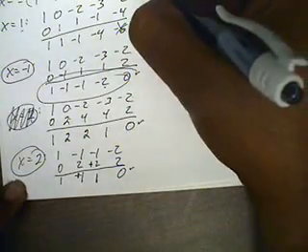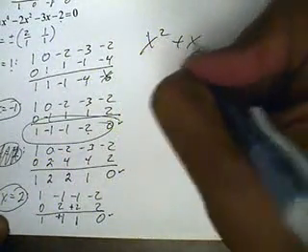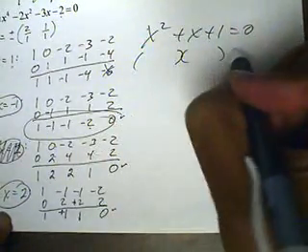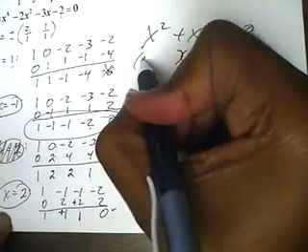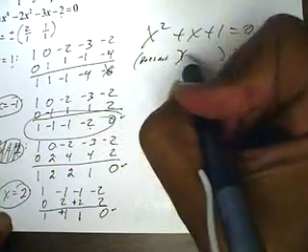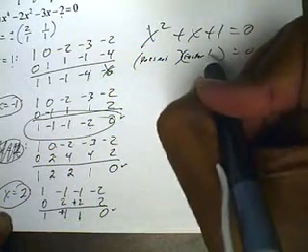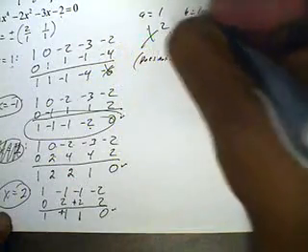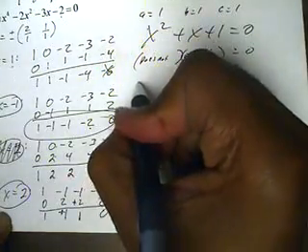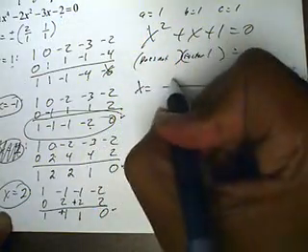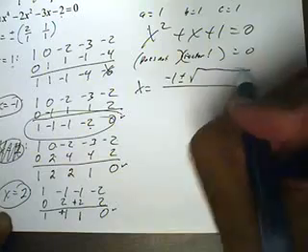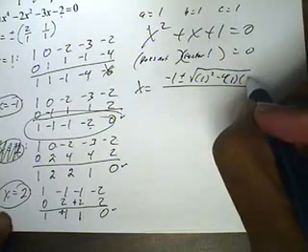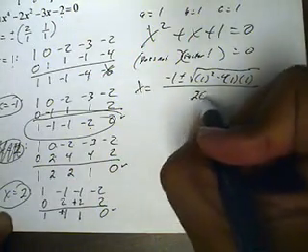So that is x squared plus x plus 1 equals 0. Okay, this cannot be factored. It does not factor. So we're going to use the fact that a is 1, b is 1, c is 1 for the quadratic formula. It's the opposite of b, which would be negative 1 plus or minus the square root of 1 squared minus 4 times 1 times 1 all over 2 times 1.